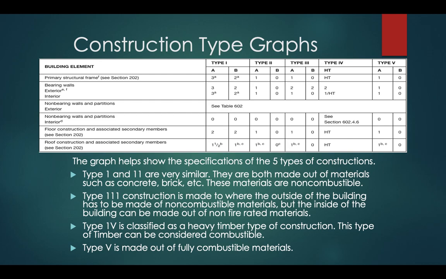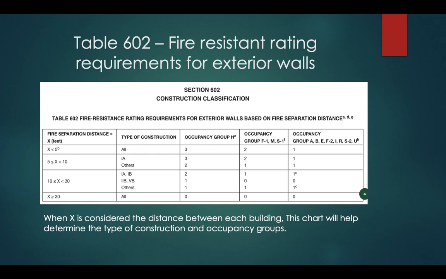So when we're looking at this chart, as we said, we can look at the different types of construction, and it's all rated in hours, so the fire rating hours. Table 602 is fire resistant rating requirements for exterior walls. So when X is considered the distance between each building, the chart will determine the type of construction and occupancy group. So if the fire separation distance between 2 buildings is 5 feet or less, we can look at the type of construction. We can have all types of construction. The occupancy group, we can have 3, and so on. And it grows up from 5 to 10, 10 to 30, and 30 and more.